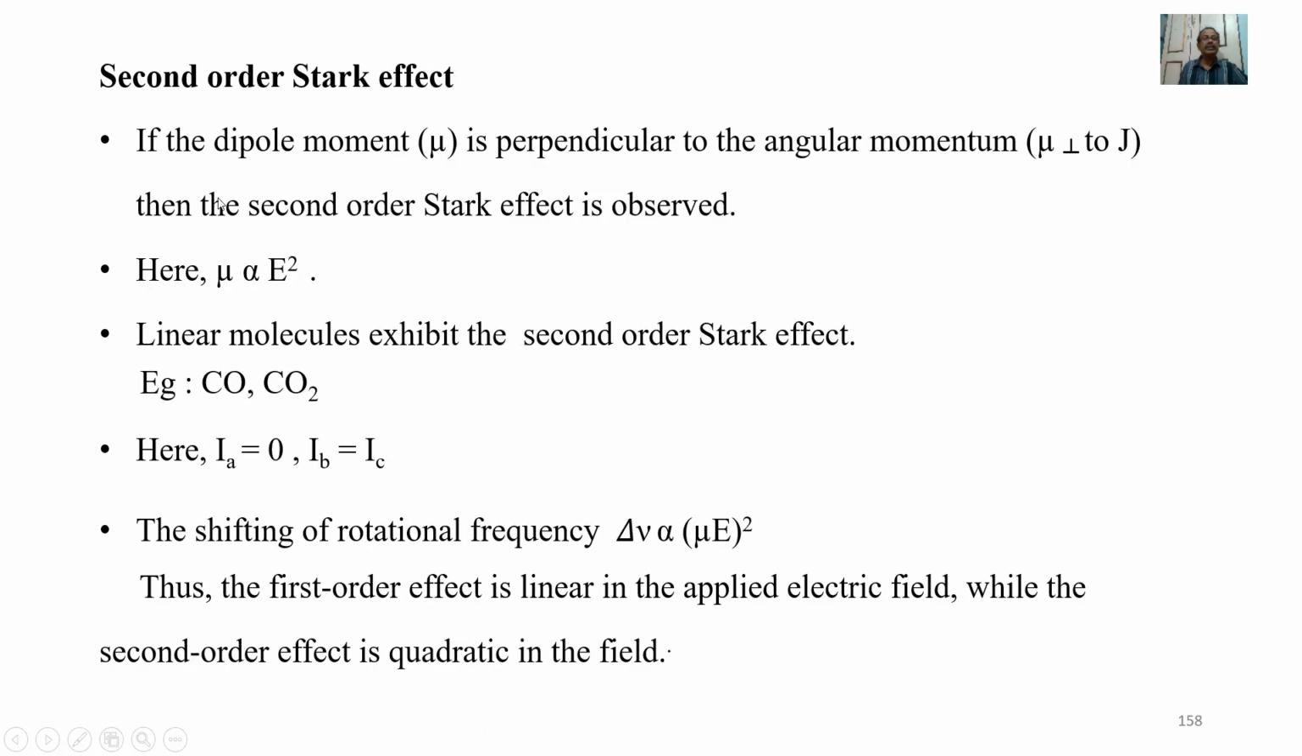Second order Stark effect. If the dipole moment mu is perpendicular to the angular momentum, mu is perpendicular to J, then the second order Stark effect is observed. Here, the splitting is directly proportional to E squared. Linear molecules exhibit the second order Stark effect, such as carbon monoxide, carbon dioxide, and so on. And here, I_A equals 0 and I_B equals I_C. The shifting of rotational frequency, that is, delta nu is directly proportional to (mu E) whole squared.